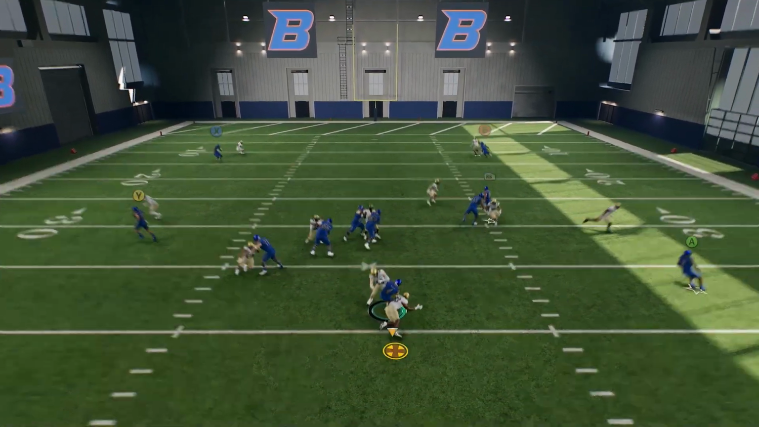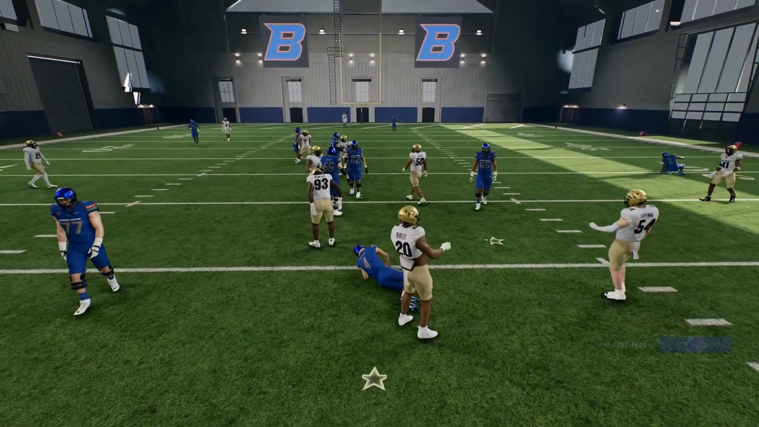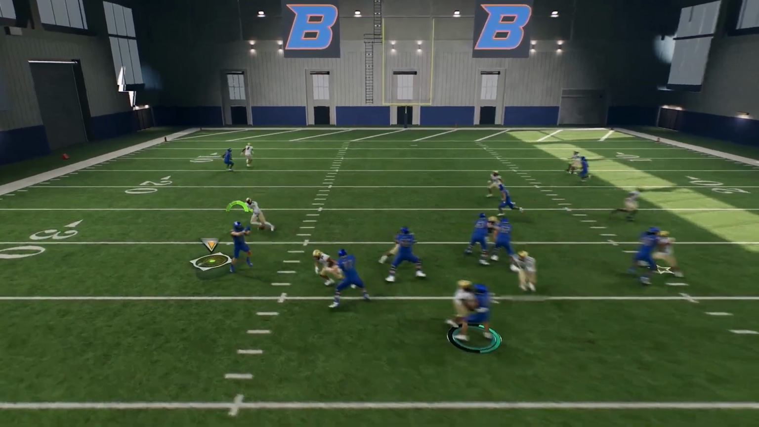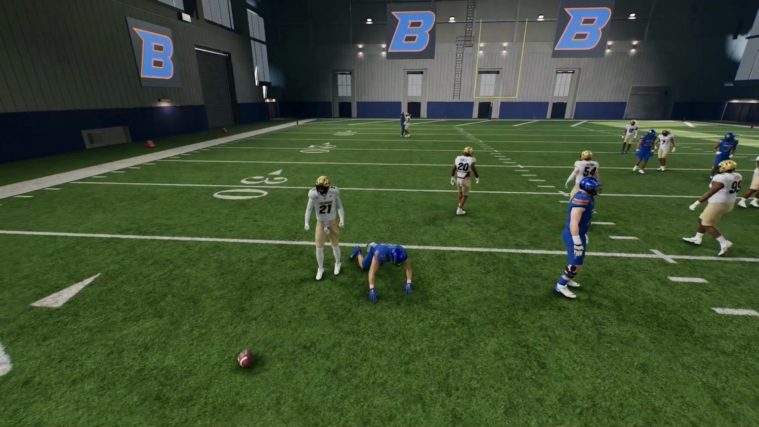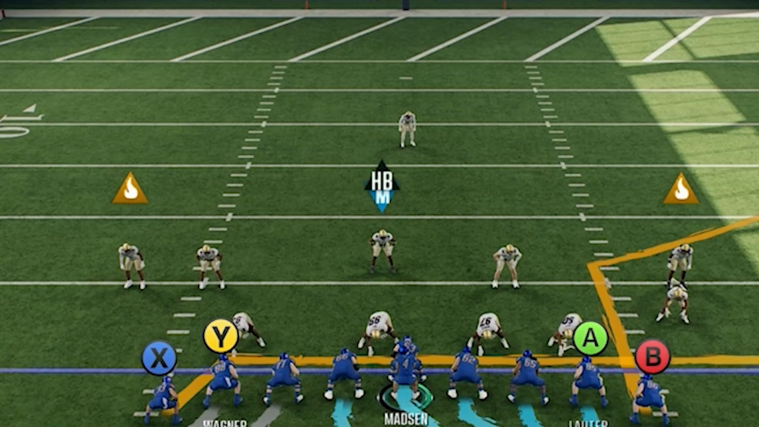So like now, I didn't get rid of the ball quick enough. Oh, I fumbled it actually. So yeah, you definitely want to try to get rid of that ball as quickly as possible. If you see that happening, maybe go to a check down route because those guys with the flames, if they're blitzing, they are coming.